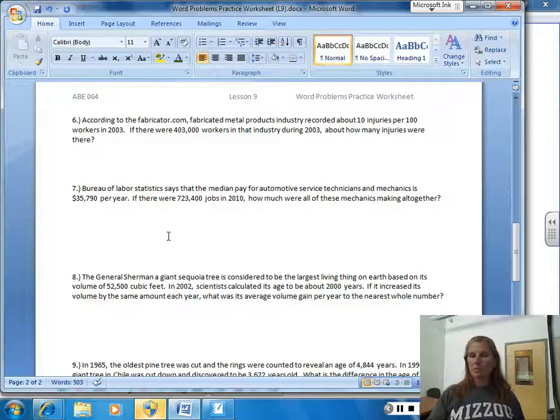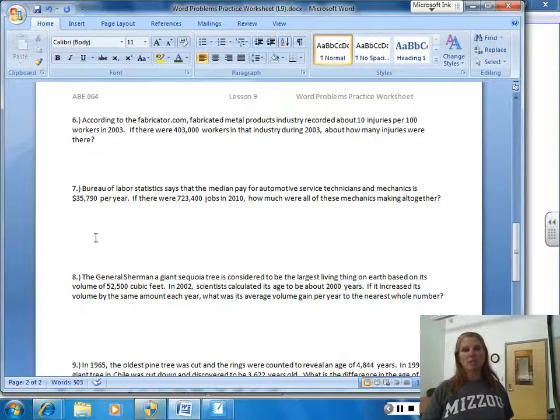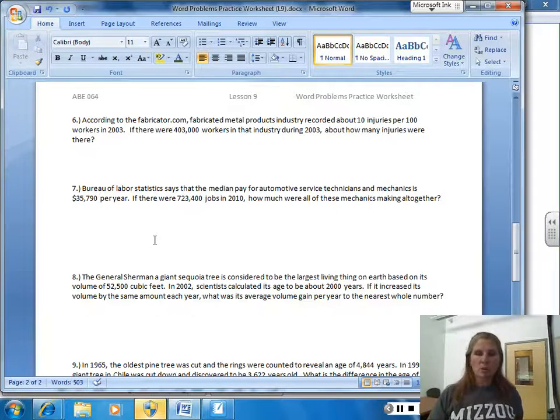One, it could mean addition. If we're talking about addition, we would take 35,790 and add it 723,400 times. Keep adding and adding and adding. Well, we could be here for a long time doing that. So what's the shorter way to do this problem? Which operation?